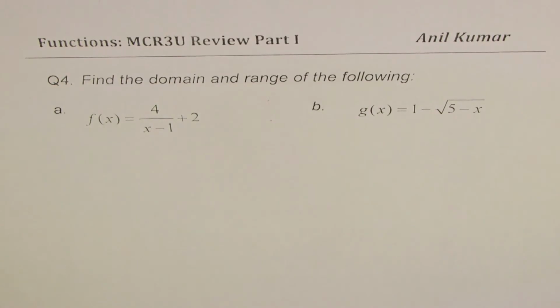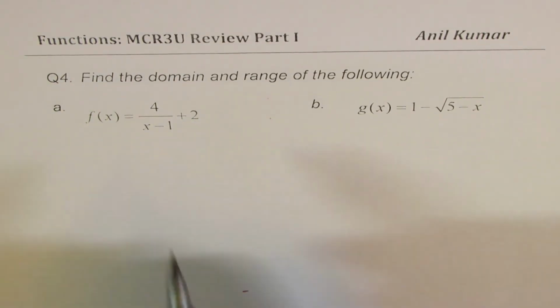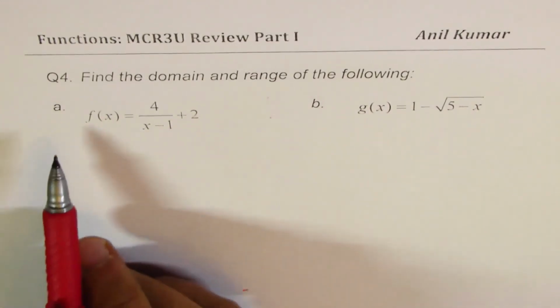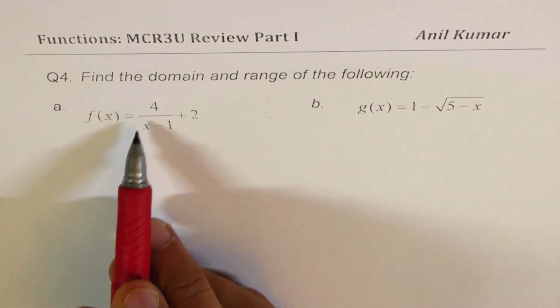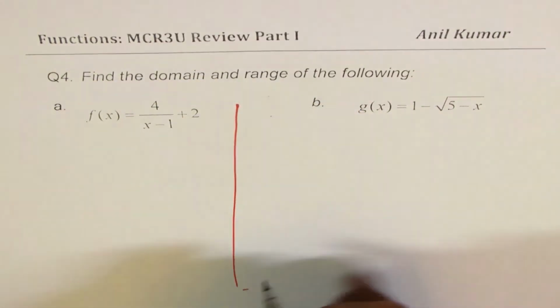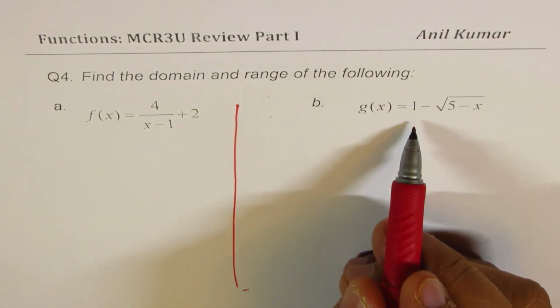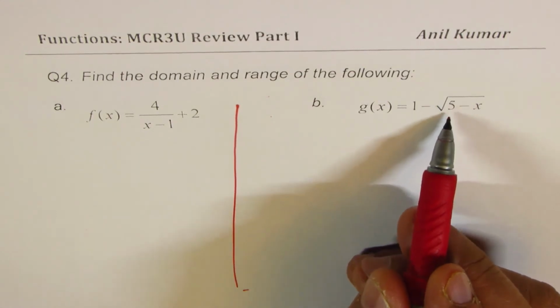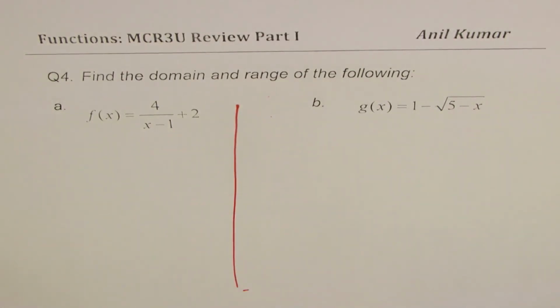The last question here is based on domain and range. I would like you to pause the video, answer this question, and then look into my suggestions. We need to find the domain and range of the following. A, f of x equals 4 over x minus 1, plus 2. And B is g of x equals 1 minus square root of 5 minus x.